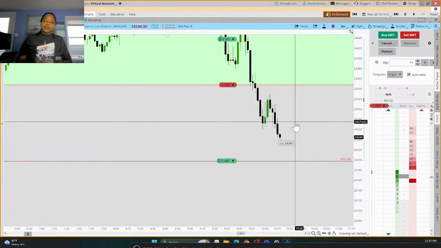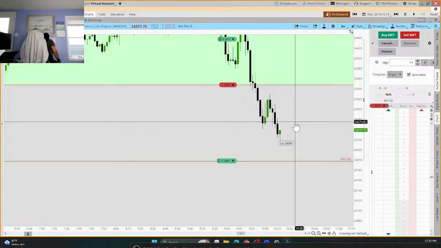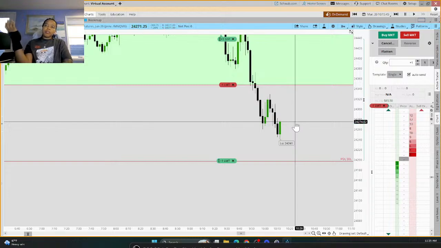So I'm trying to work on profitability. Let me turn this light on. I'm trying to figure out how to be profitable before I start sizing up. If I can be profitable with 1 to 2, maybe even 3 micros, then eventually I can size up. But right now, not profitable, so I've got to keep working on making the smaller trades work first before I try and do anything else.